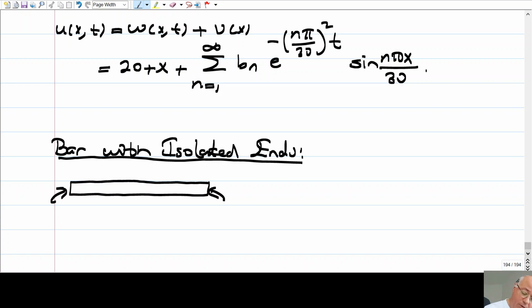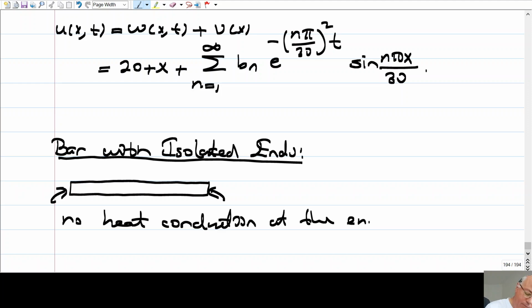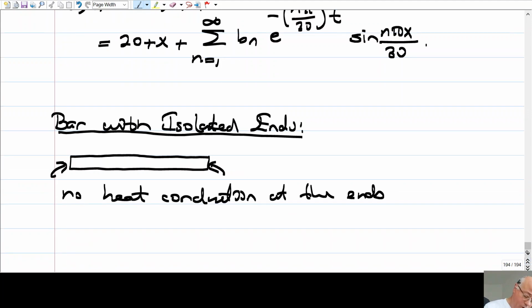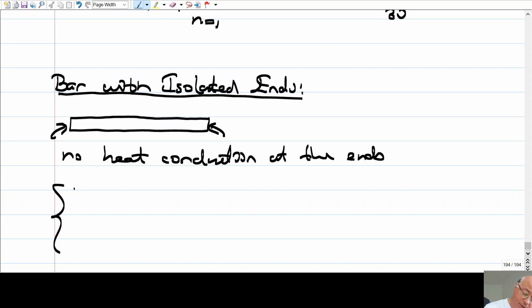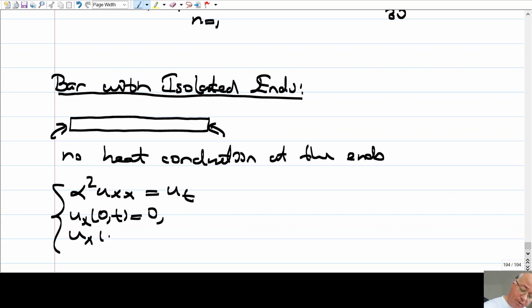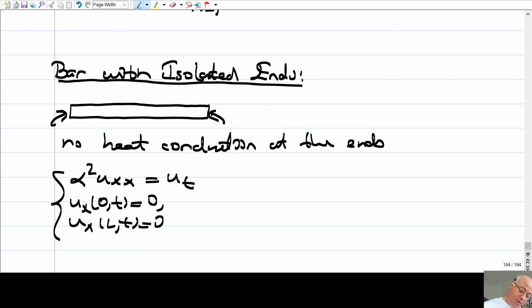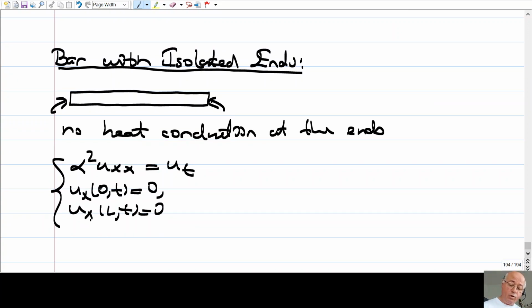Okay, no heat conduction at the ends. The corresponding equation becomes this in this case. So I have heat equation again. This no heat conduction means the derivative with respect to x is 0. So at the ends, u_x(0,t) is 0 and u_x(L,t) is 0. Okay. At the end, there is no heat conduction.